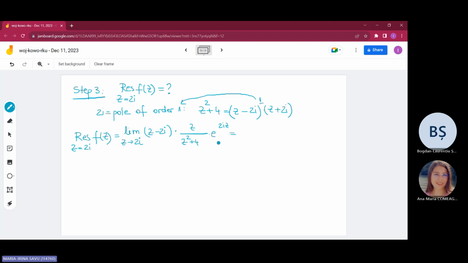And what should you do to have a simplification? What should you do now with the function? What here to simplify? Right.